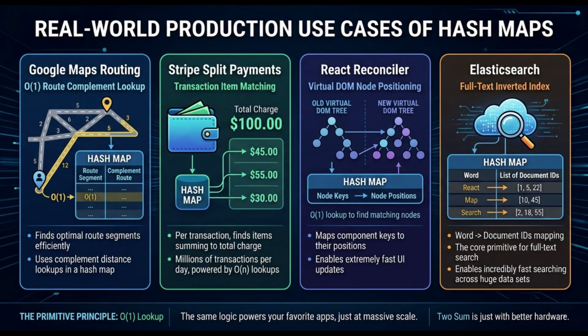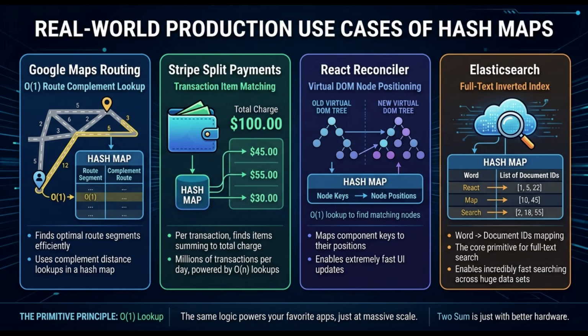This exact pattern, I need X, have I seen it before, is everywhere in real systems. First, Google Maps routing. For each road segment, the system looks up the complement distance in a hash map, finds optimal pairs in Big O of n, not Big O of n square. In Stripe, the split payments: given a total charge amount, find 2 line items that sum to it. Big O of 1 hash map lookup per transaction, millions of times a day.